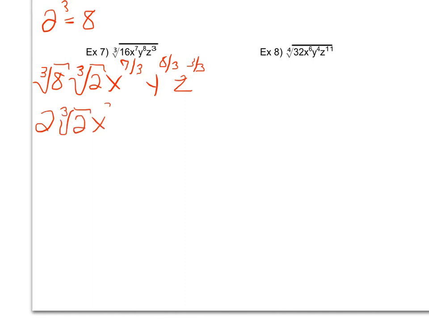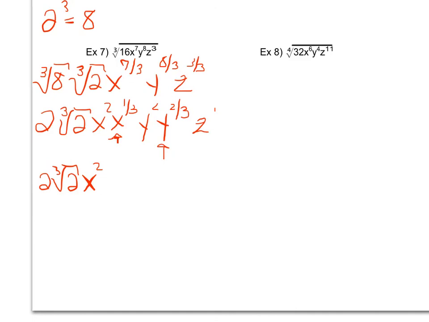3 goes into 7 twice with a remainder of 1/3. 8 over 3 is y to the 2 and 2/3. And z to the 3 over 3 is just z to the 1. Taking anything that has a fractional exponent and putting it back under the radical, I get the cube root of 2, x squared. X to the 1/3, the 3 tells me use a 3 for my root, keep it as x to the 1. Y squared drops down.